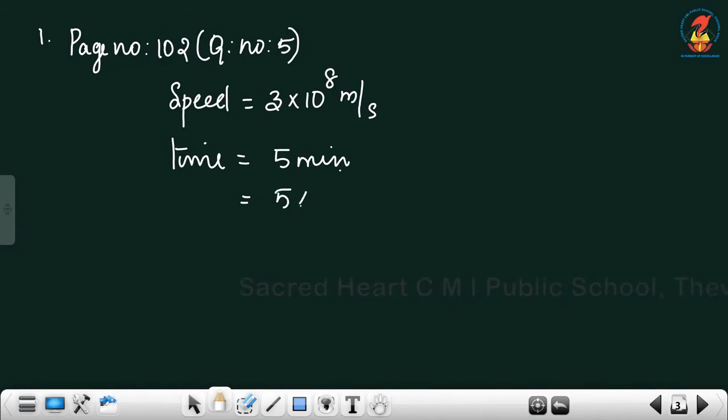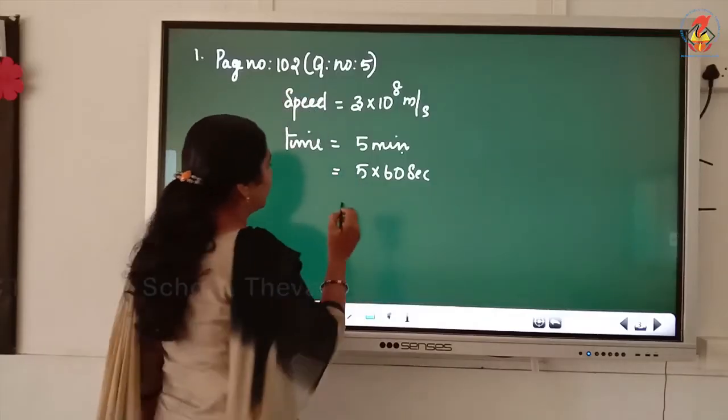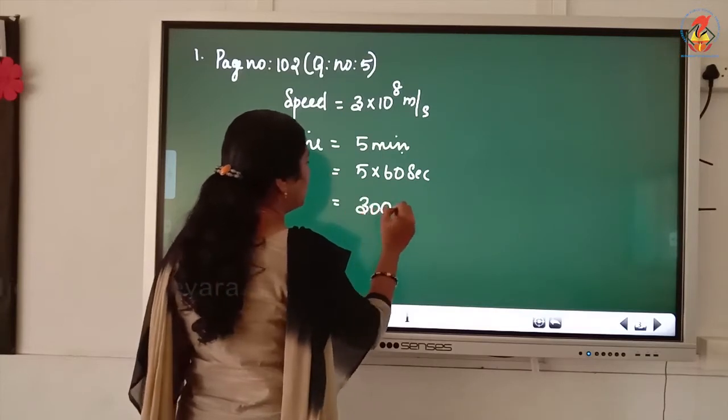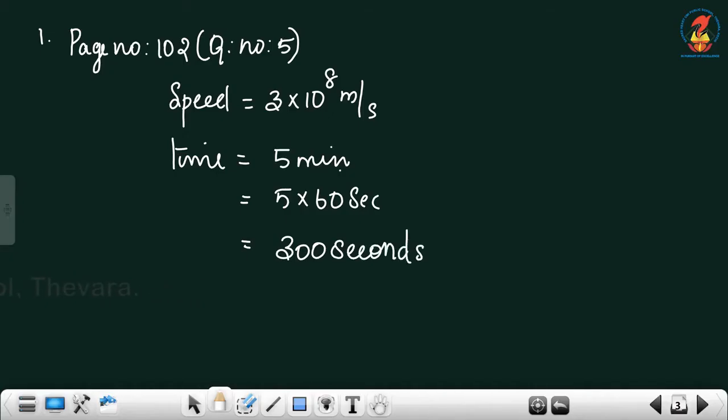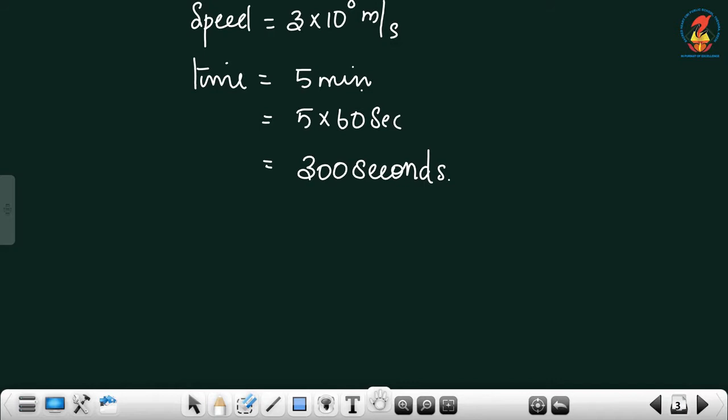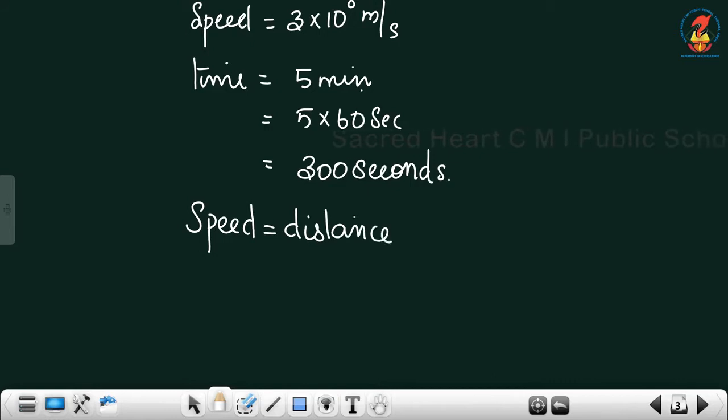So, 5 into 60, because 1 minute is 60 seconds. What's the answer? That is 300 seconds. Now, what's the equation to find speed? Speed equal to distance by time.